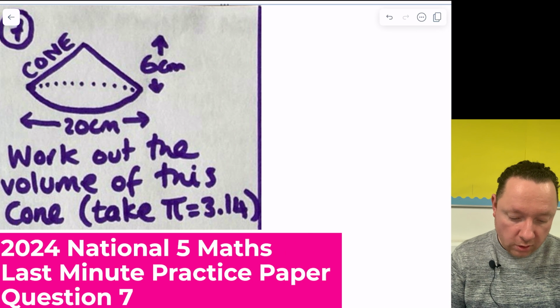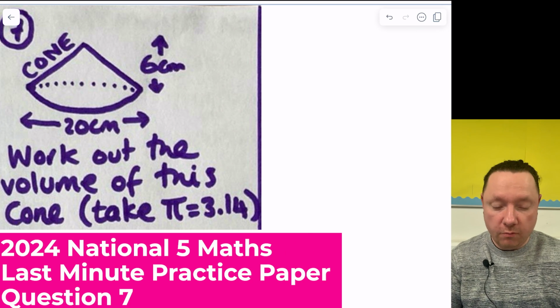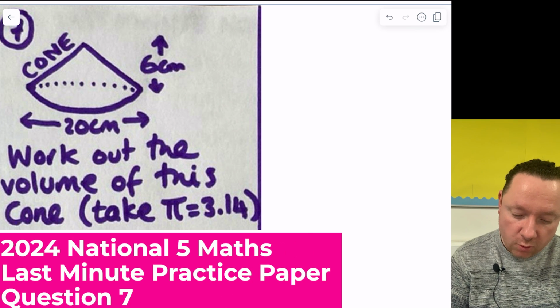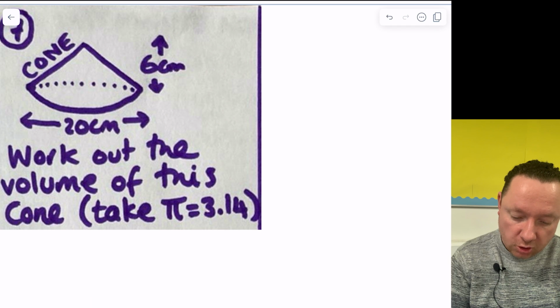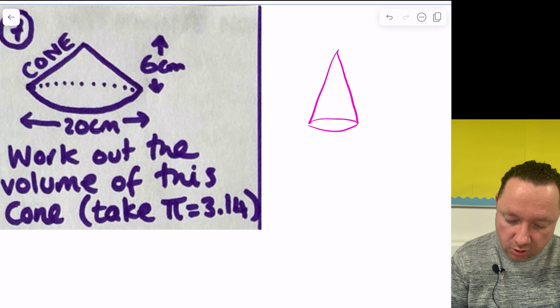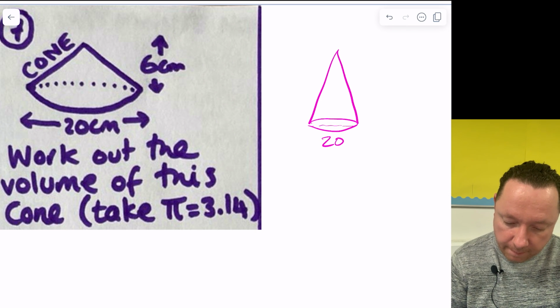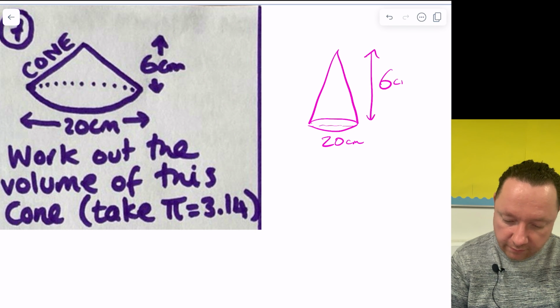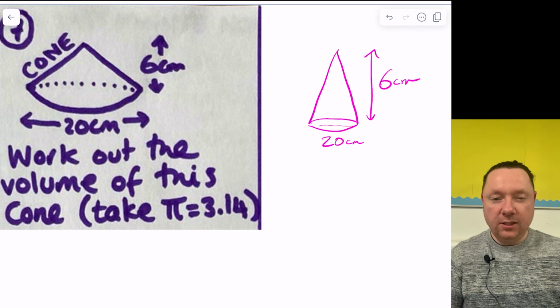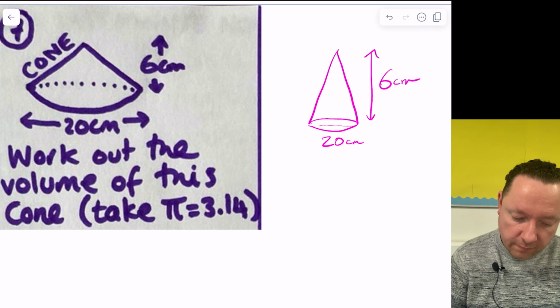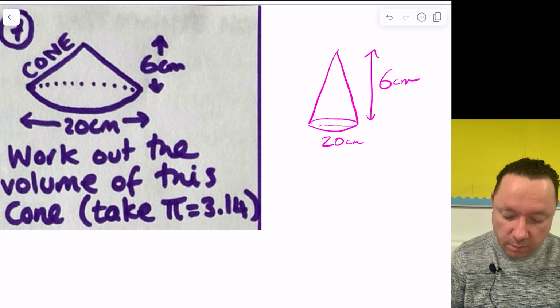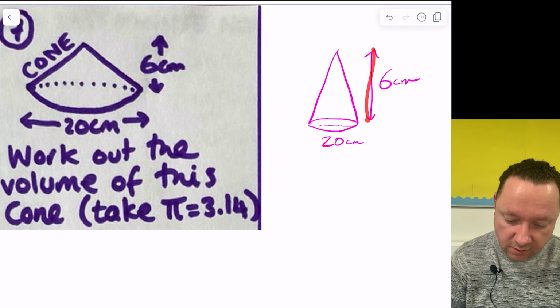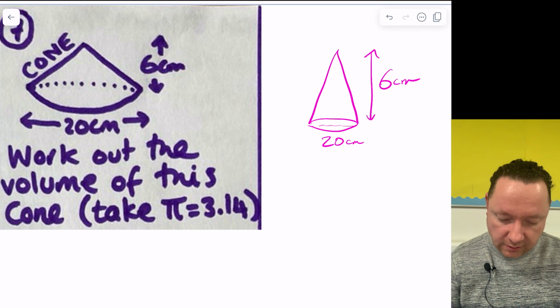Question 7, you've got a cone, you have to work out the volume, take pi is 3.14, so non-calculator volume. I'm going to draw that cone a little bit better, more like that, and they're saying that the distance across here is 20, and then the height of the cone is 6. And that seems to make more sense to me than that squished picture. I know that my cone is not very good because it's not to scale, because 6 is clearly not bigger than 20, but it would help me to see this question.